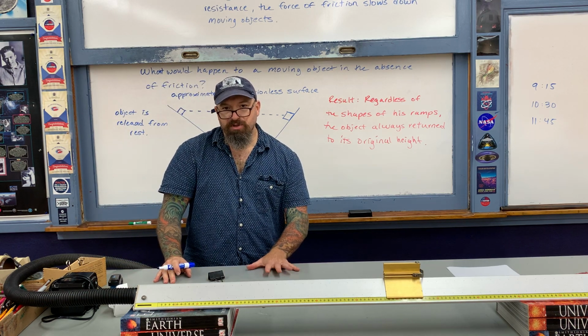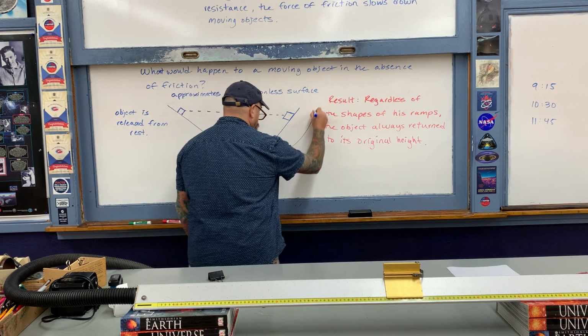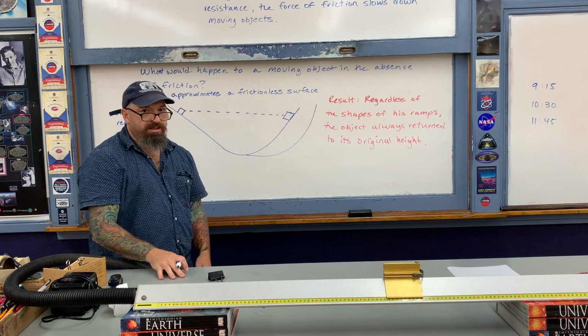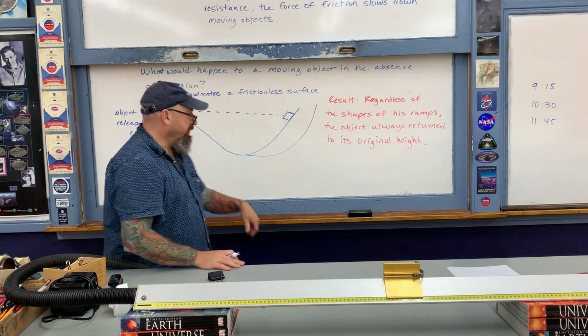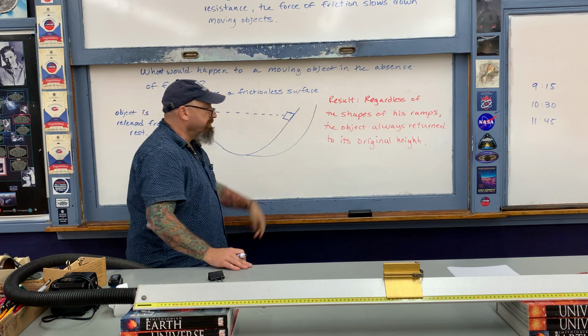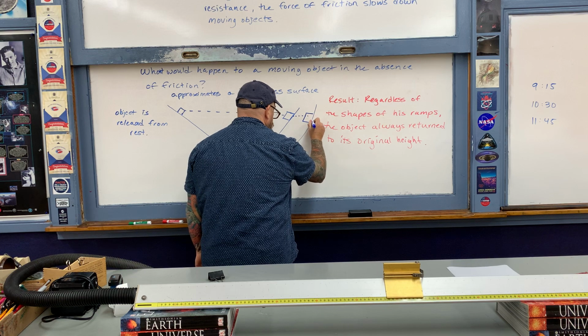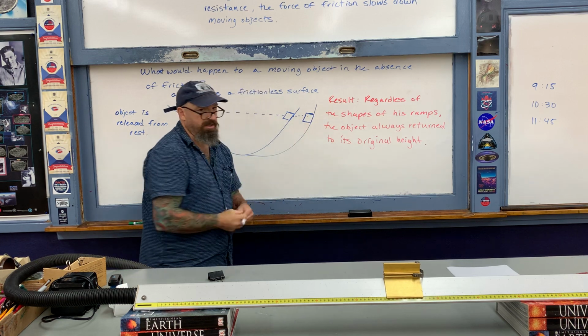So imagine, for example, on the right-hand side, a shallower ramp, something like so. In this case, the object will travel ultimately a greater distance from here to here as it would from here to here, but the result is exactly the same. Regardless of the shapes of the ramps, the object always returned to its original height.